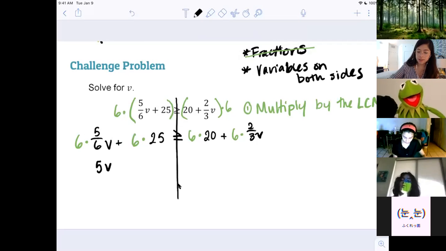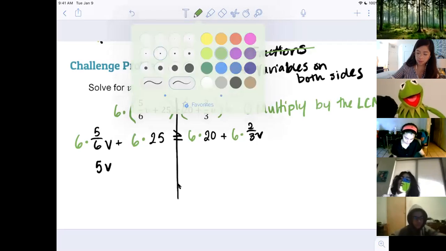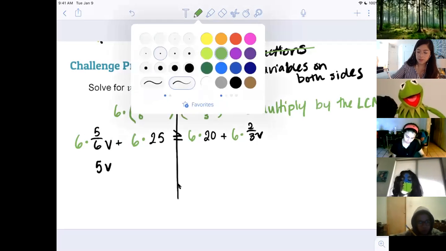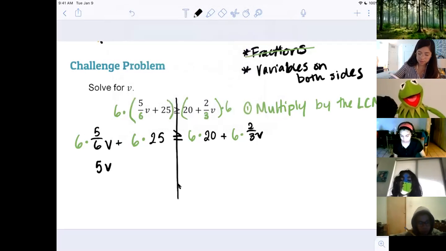Miss, where did you get a 6 again? So I got the 6, good question, because my denominators, I had a 6 and I had a 3. So you want to figure out what's the least common multiple, which one's the smallest number they have in common, and it's 6. So that's why I chose 6. You always want to find the least common multiple. All right, so over here I got 5V because 6 times 5 over 6, the denominators cancel.